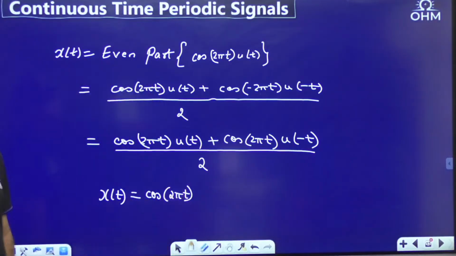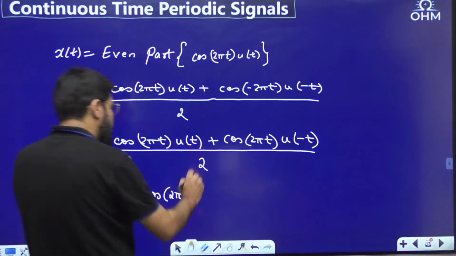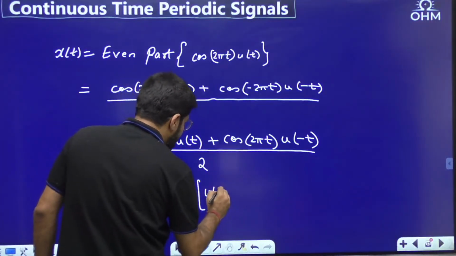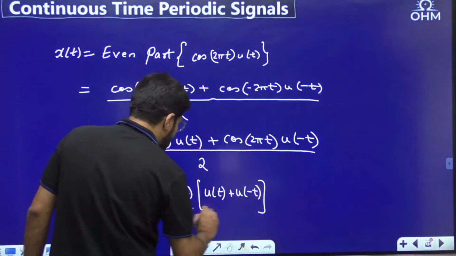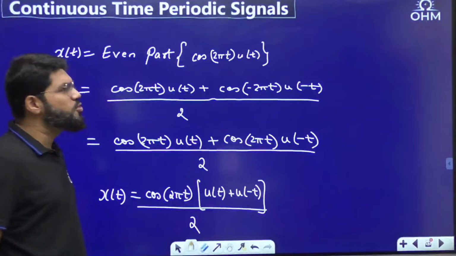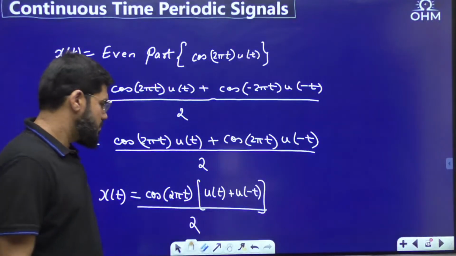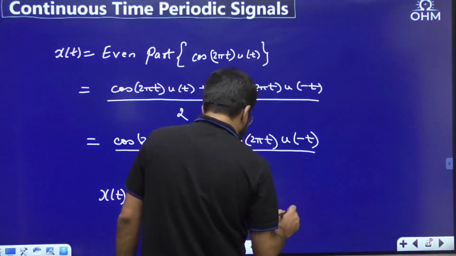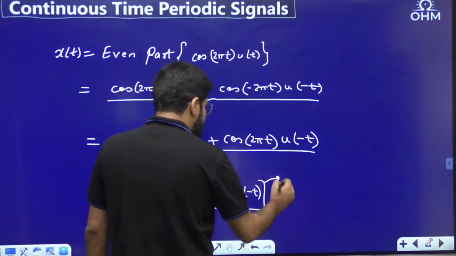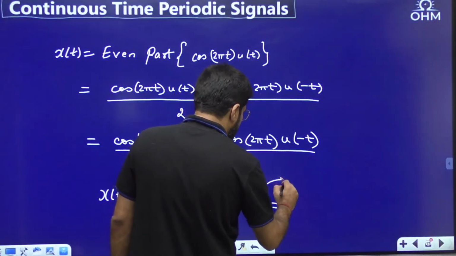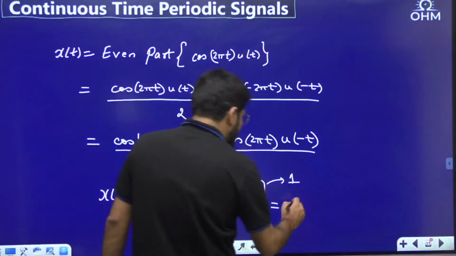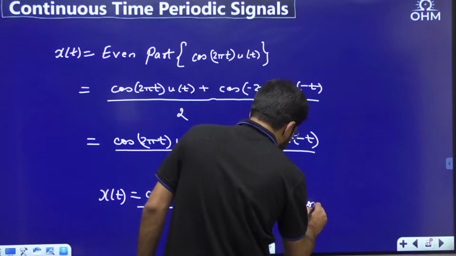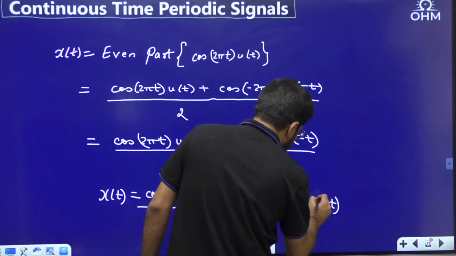Cos of 2 pi t can be taken common. You are left with u(t) plus u(-t), and then the whole divided by 2. What is u(t) plus u(-t)? It is equal to 1. So you get 1 by 2 cos 2 pi t.